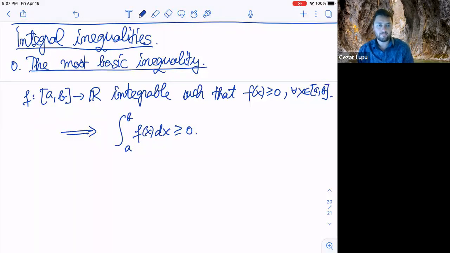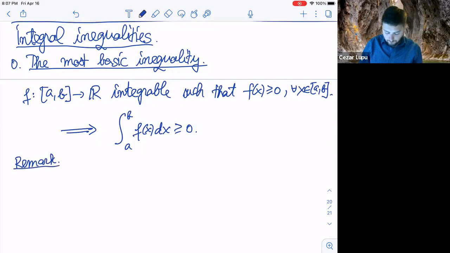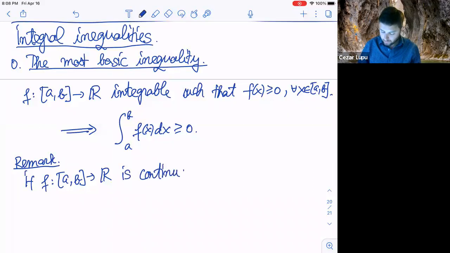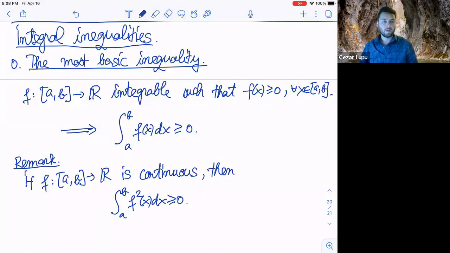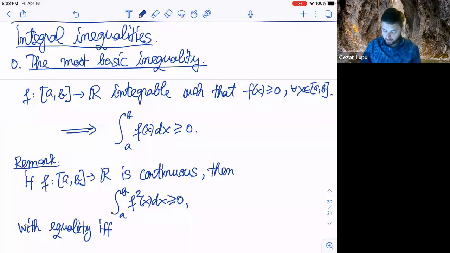And of course, let me point out a remark here. This will be a very important remark because from this remark we can derive certain inequalities. If I have a function, and let's just say a continuous function this time, then the integral from a to b of the square of f is non-negative, right? And let's just say here with equality if and only if the function is 0 for all x in [a, b].